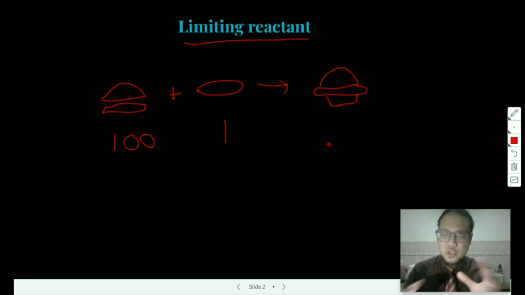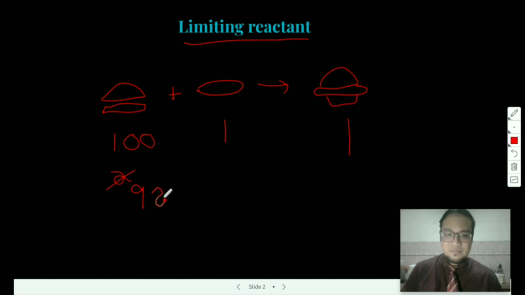Although you have so much bread, you only have one beef patty, so the total amount of beef burger that you can make is only one. Since two pieces of bread are used up in order to make a beef burger, what happened to the remaining 98? The remaining 98 remain unused, so they are in excess.